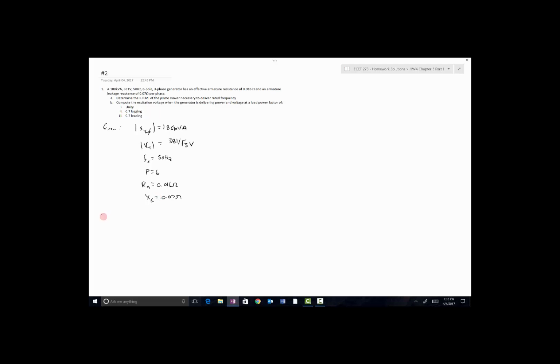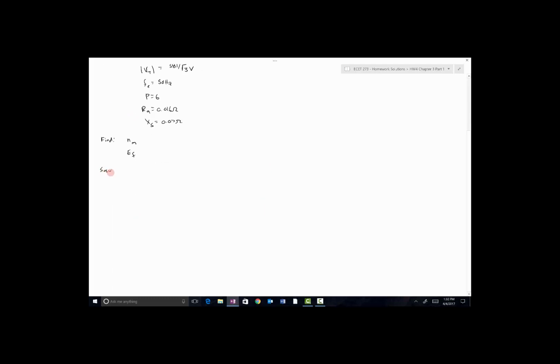So what are we asked to find? That is the mechanical rate of rotation, as we saw in example 1, that is given the symbol N sub M for mechanical rate of rotation. That's to deliver that 50 hertz. And then we're asked to determine the excitation voltage. And so the question is, well, what's the excitation voltage? That's E sub F. So under those different conditions, we're asked to find E sub F.